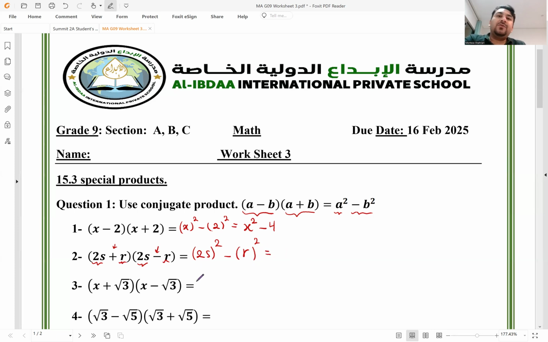Let's simplify it. 2s powered by 2 would be 4s squared. Remember that the power for the bracket applies to the terms inside; we have one monomial, 2 and s are multiplied, so this power belongs to each one of the variable and the number inside the bracket. So it's going to be 4s squared minus r powered by 2, which is r squared. Remember that this power just works on r. Do not apply it to the negative. Okay, next question.